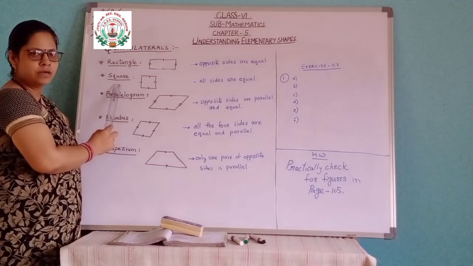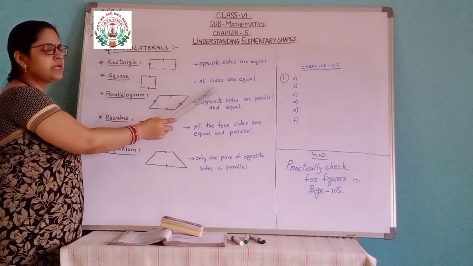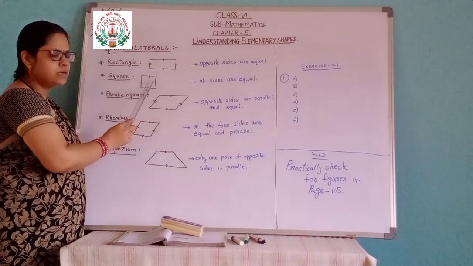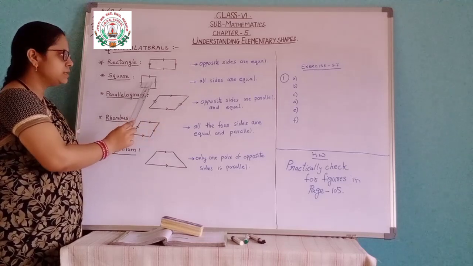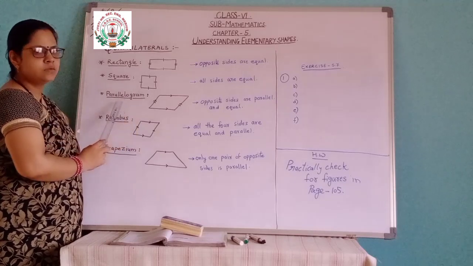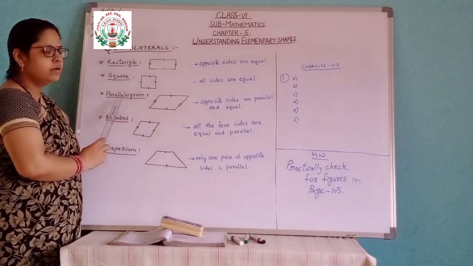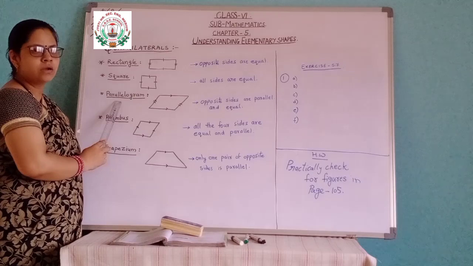A special type of quadrilateral in which all the sides are equal is called a square. All four sides are equal. It is called a square. Next, a special type of quadrilateral which is called a parallelogram.